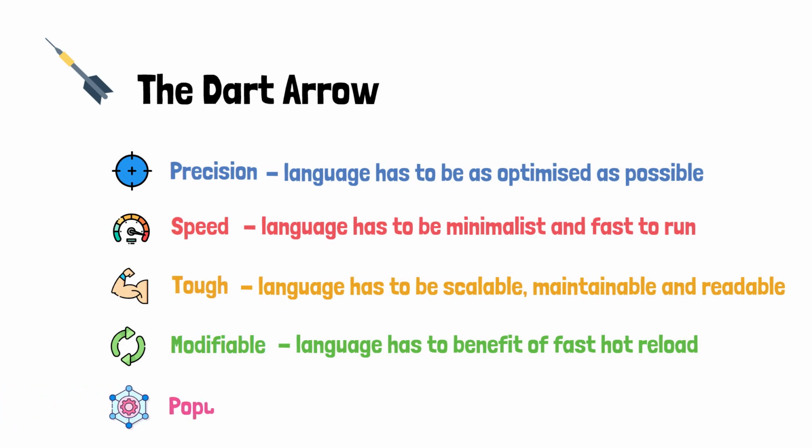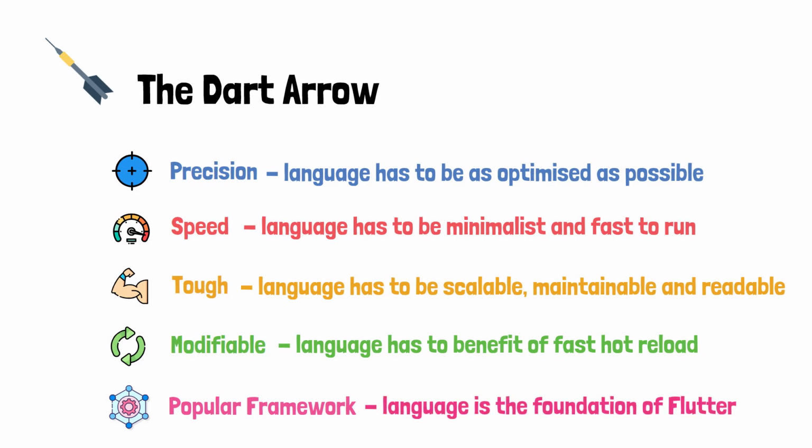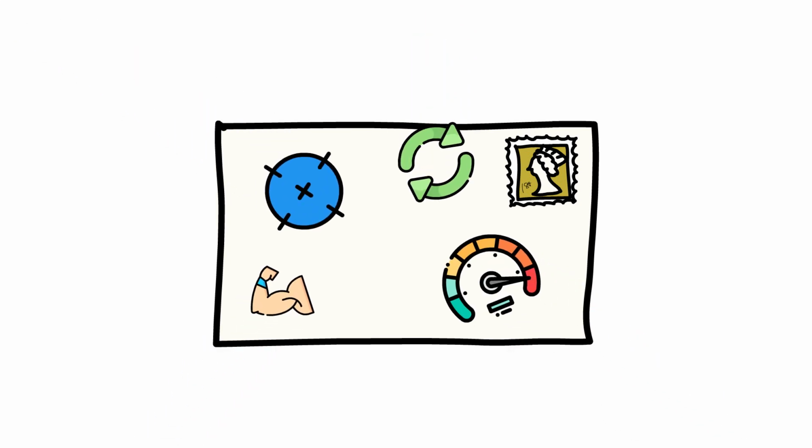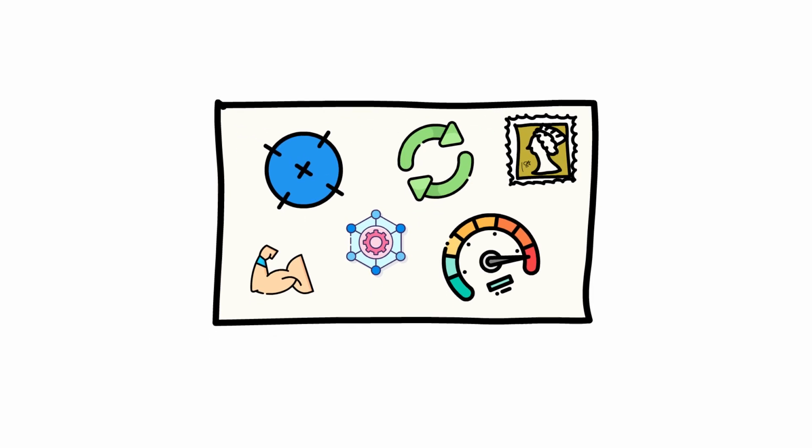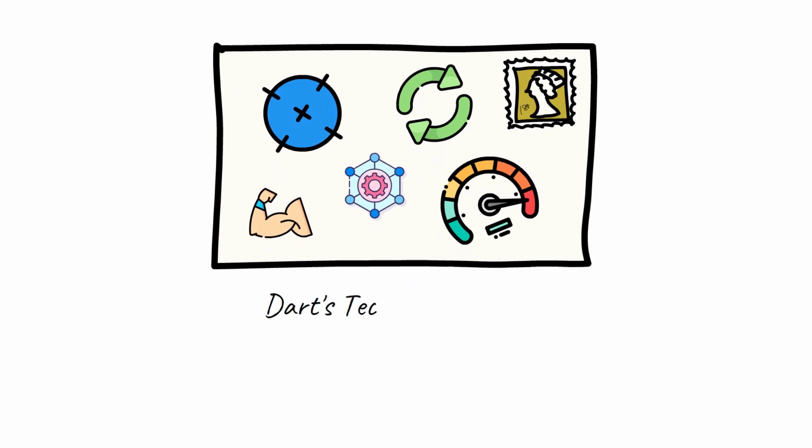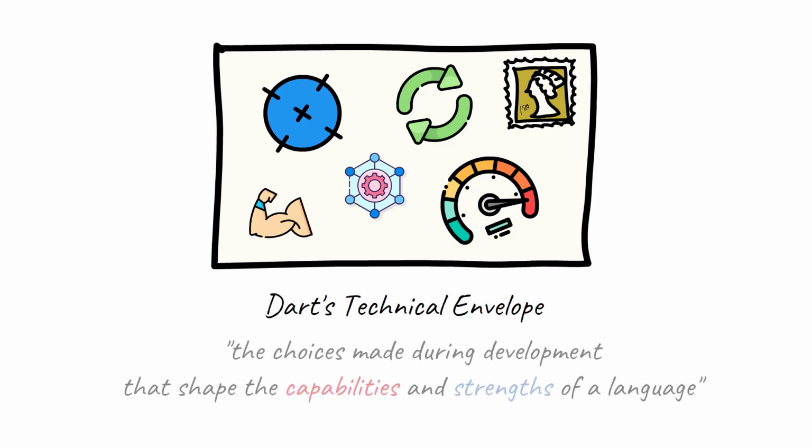And as always, there is no such thing as playing darts without having a stable game platform built on the principles of a dart. Dart language formed the foundation of Flutter, in this case, which is a really popular framework widely used around the world. So, having all these particularities in mind, if we sum them up, we'll notice that these are the main features of the Dart language. Each and every one of them is included in Dart's technical envelope, which contains the choices made during development that shape the capabilities and strength of a language, that is, in our case, the Dart language.